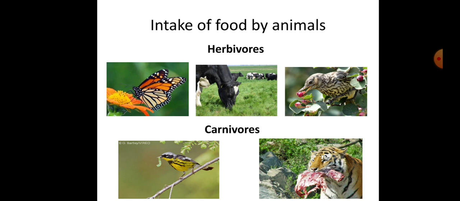While the third thing is scavengers also. They take their food from the dead and decaying, or we can say the dead animals, like crow, vulture. They collect their food from the dead animals. Okay, so these are the ways of taking the food, because every living organism needs food. Without food, no living organism can grow or can develop. Okay.